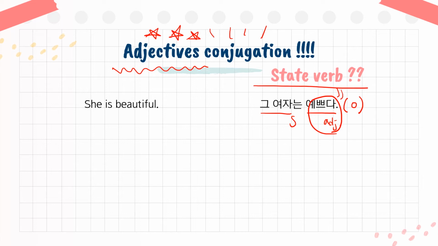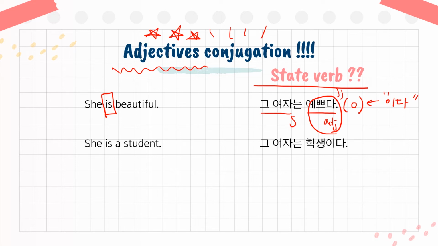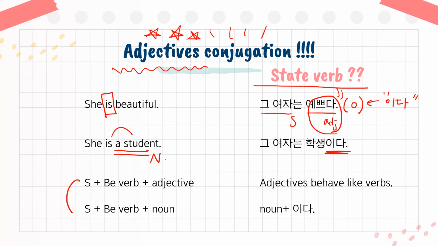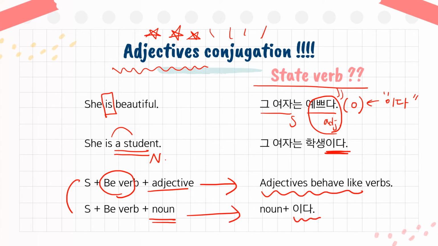Common beginner's mistake is that they try to add 이다 somewhere here because to be is 이다. But 이다 is always combined with nouns together, like she's a student. 그 여자는 학생이다. In summary, be verbs is followed by either nouns or adjectives, right? In this case, Korean adjectives behave like verbs. And in this case, with noun, we use 이다. And don't forget, they both need to be conjugated.